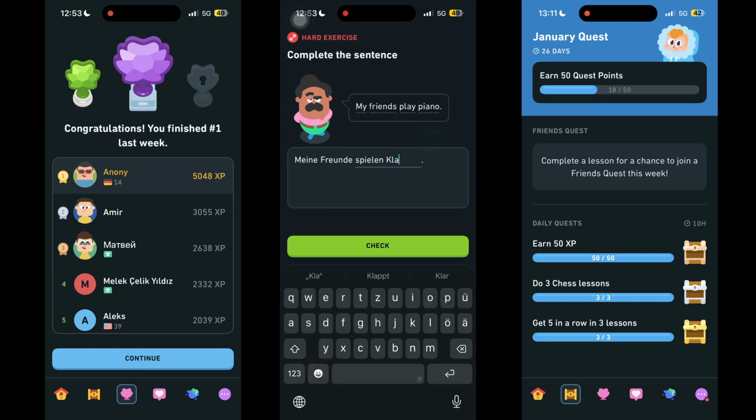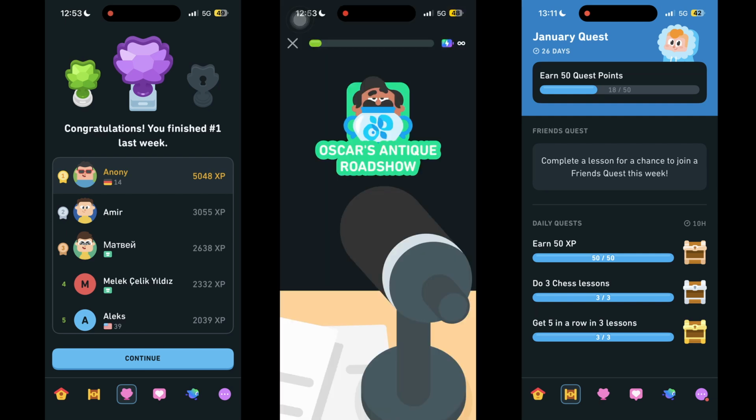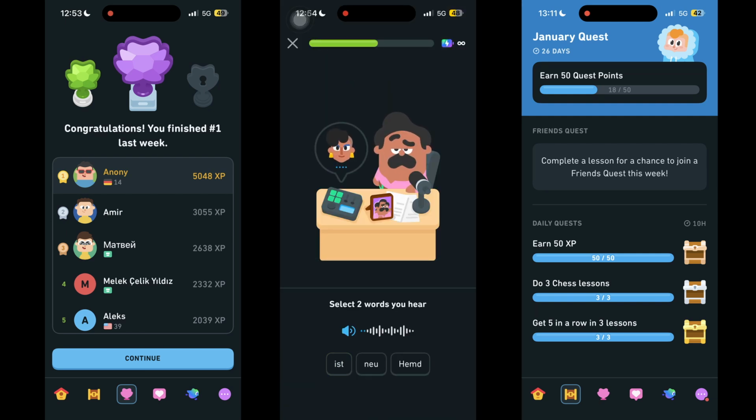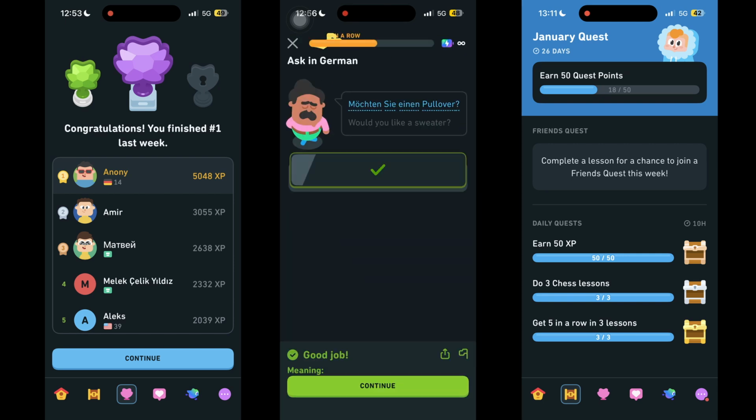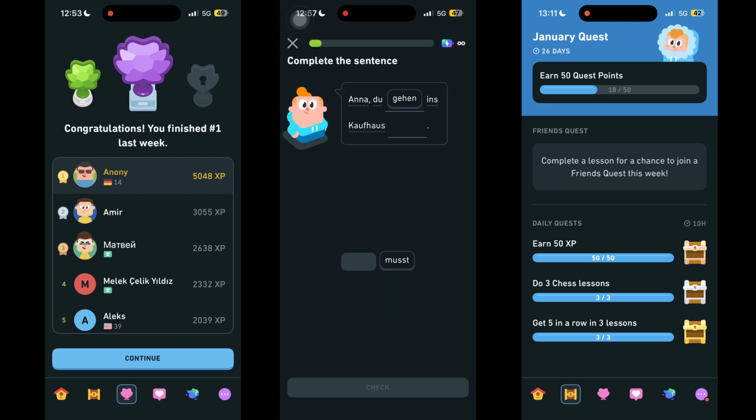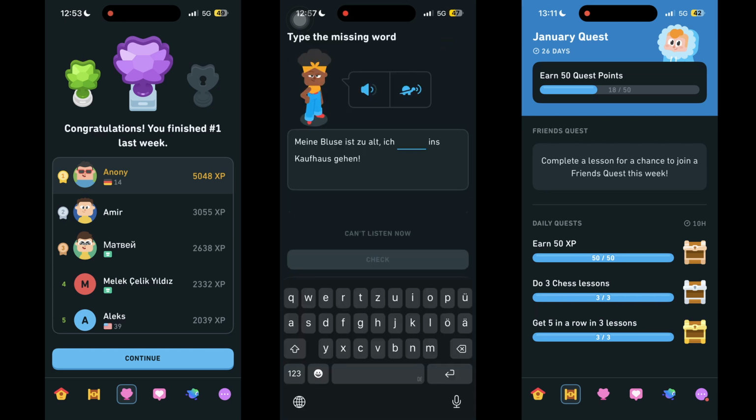All the exercises were built around earlier topics, and by the end, I completed all 3 daily quests and climbed to first place on the weekly leaderboard. It was a focused, satisfying session that felt productive rather than rushed.